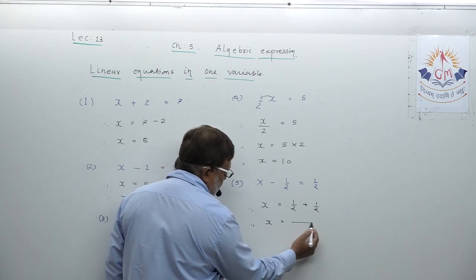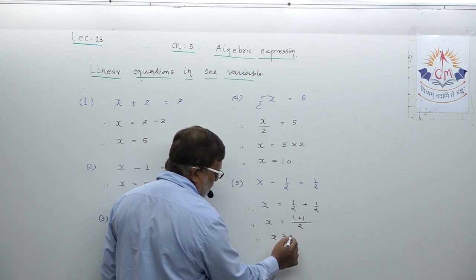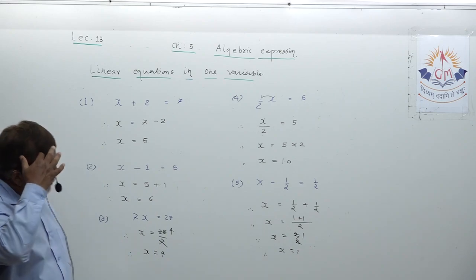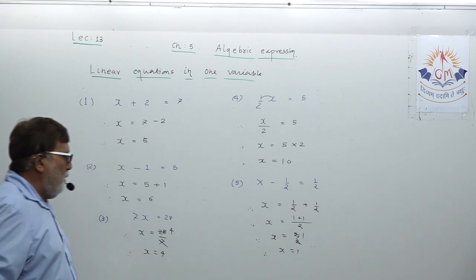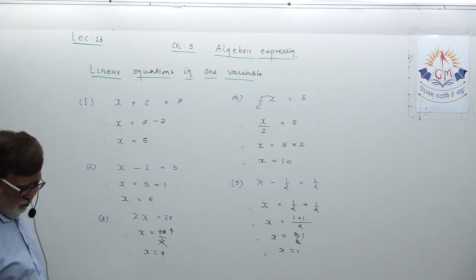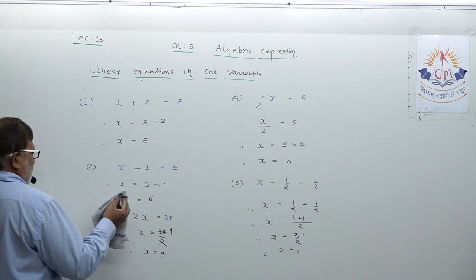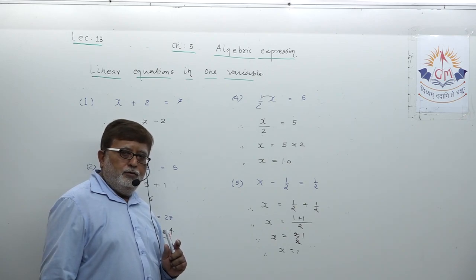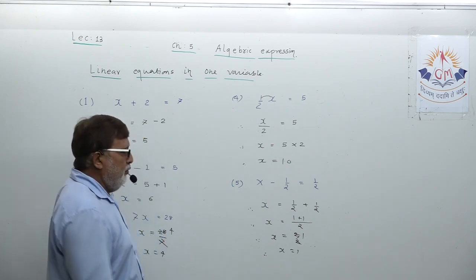Common LCM 2. In numerator 1 plus 1, x equal to 2 upon 2 cancelled, x equal to 1. Please be watchful. These are 5 simple equations I have taken. Understood? I am refraining myself just now from taking solution of the linear equation involving LCM factor.